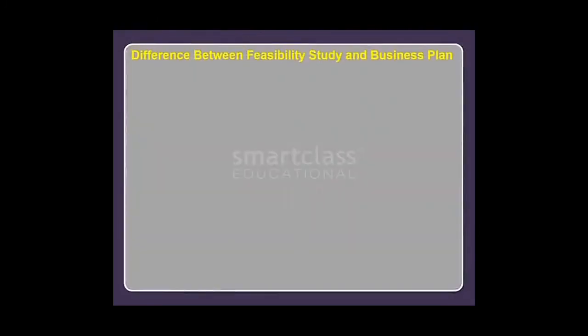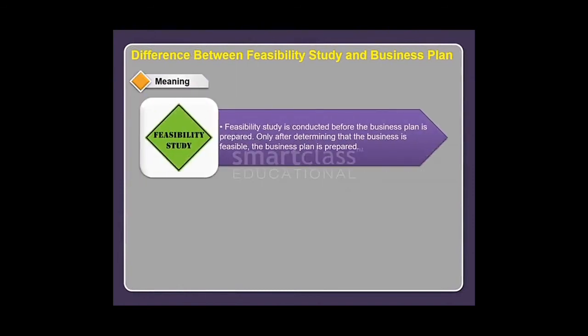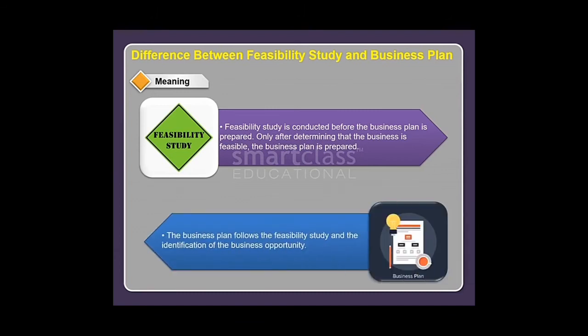Difference between feasibility study and business plan. Meaning: a feasibility study is conducted before the business plan is prepared. Only after determining that the business is feasible, the business plan is prepared. The business plan follows the feasibility study and the identification of the business opportunity.